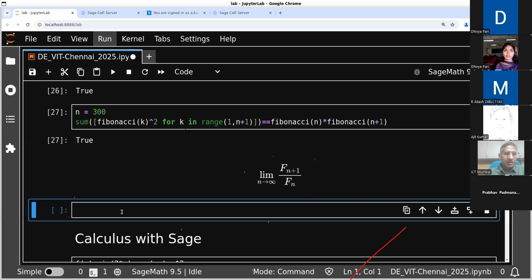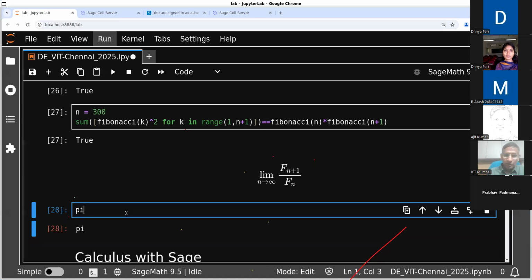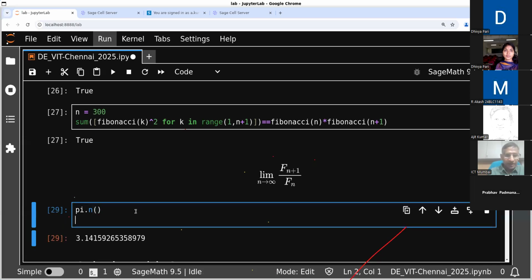So this golden ratio is defined in Sage. For example, you can define what is pi, the value of pi, right? Similarly, you can define what is the golden ratio. Golden ratio.